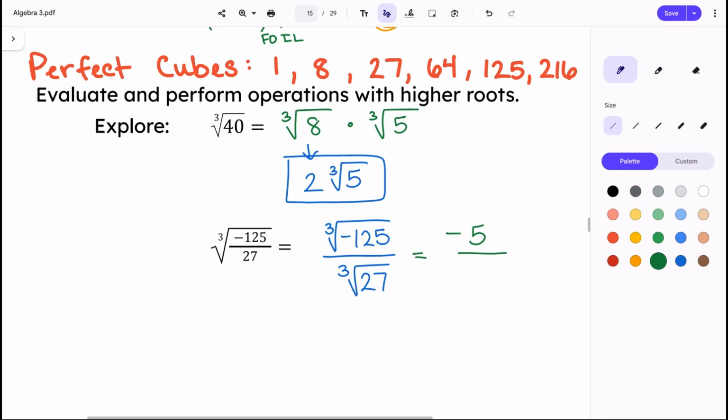What's the cube root of 27? 3. So this would be my answer. Negative 5 thirds.